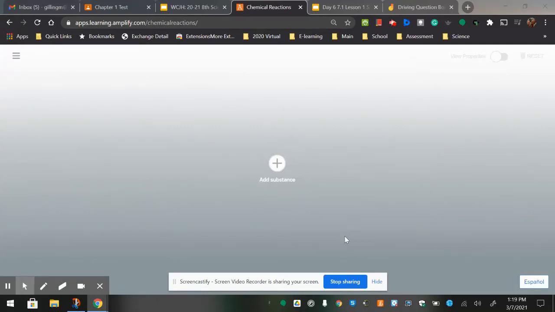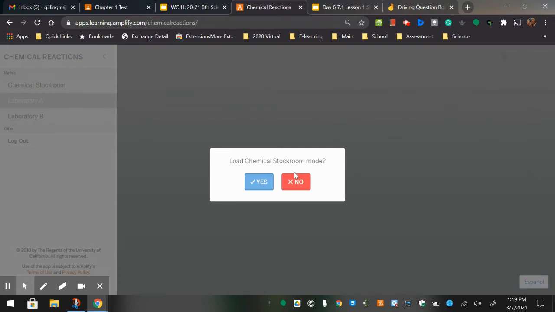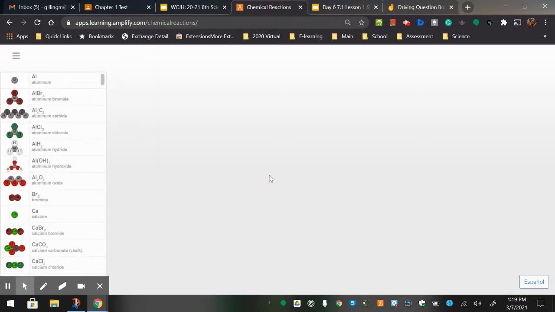Okay, so I just want to explain to you kind of how to use the simulation. When you open up the link, it'll look like this. The first thing that I would look for is these three lines up at the top, and look at the chemical stock room. It'll ask you this each time. Click that, and it will go.